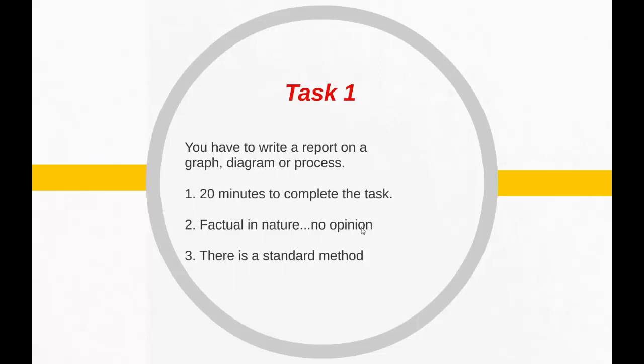Task 1 is factual in nature. There's no opinion. We should never see the word "I." You don't have an opinion. There's no background information that's required. Basically, you're looking at a pie chart or a line graph, and you're describing what you see. And there's a method. There's something you're supposed to do for an introduction. Then you have to be able to give a general overview. Then you have to be able to compare and describe the numbers, or the steps in the process.